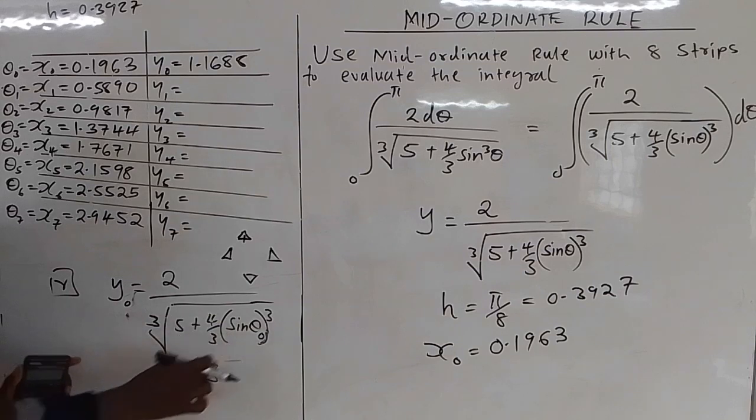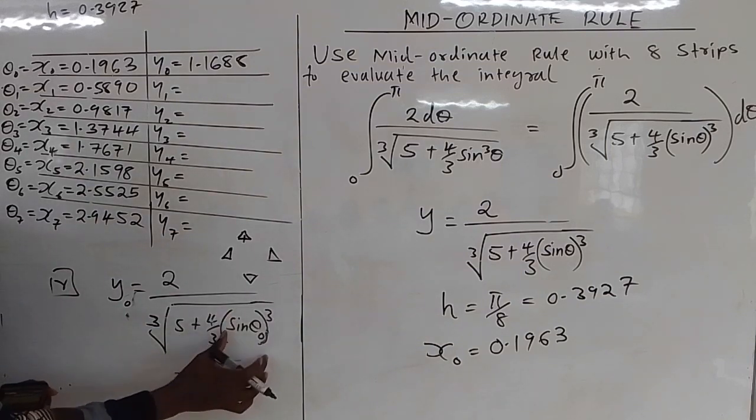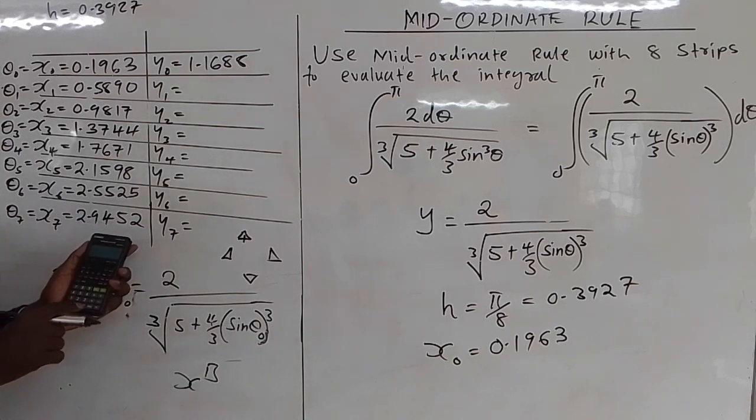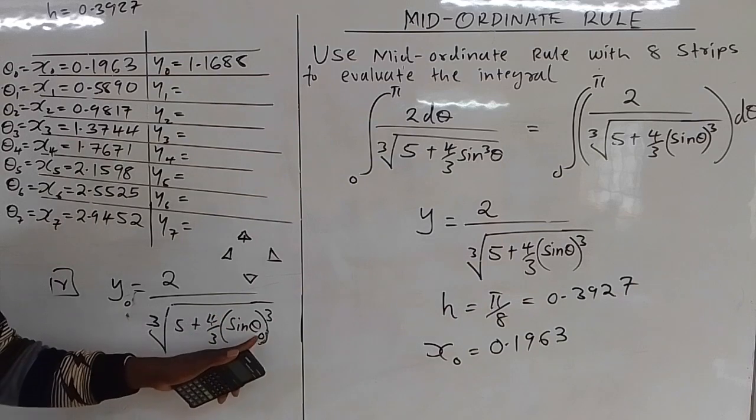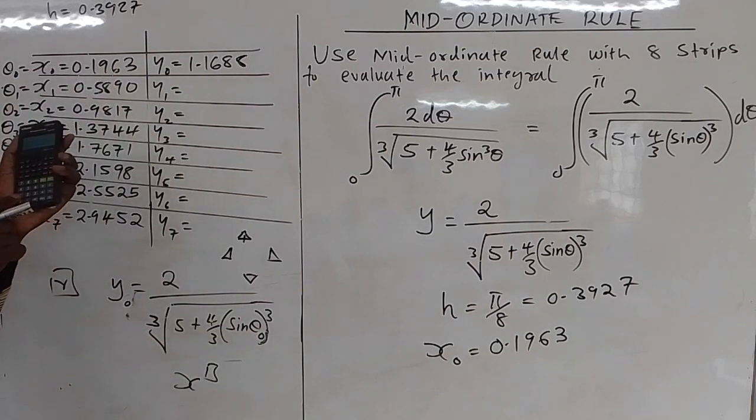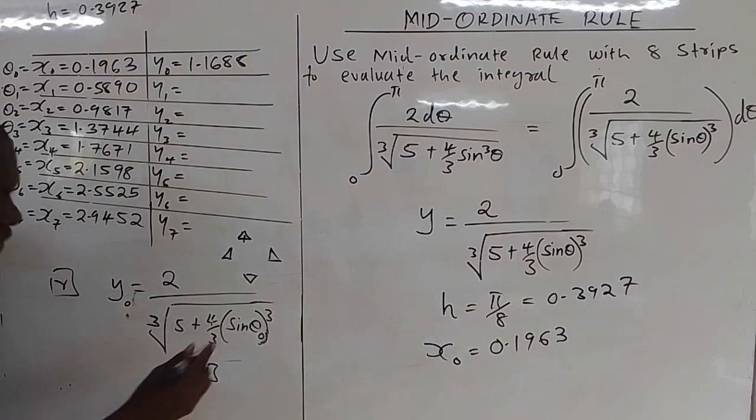If you don't start with an opening bracket, you are going to get it wrong. Are you getting that? Because what is inside the bracket is what is cubed. So you put an open bracket, then sine what? Sine theta naught. Then you put the value of theta naught. It's 0.1963. Then you close bracket from sine theta naught.